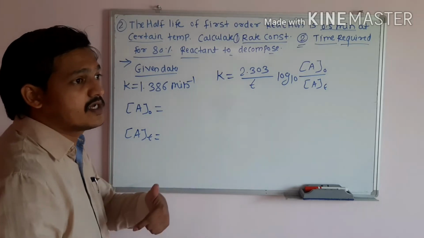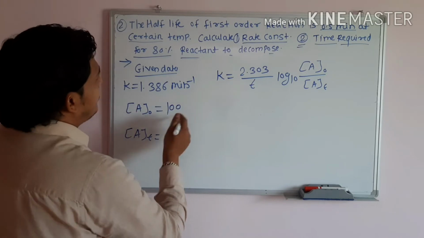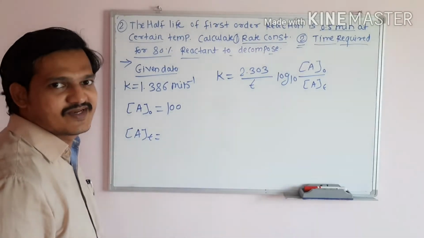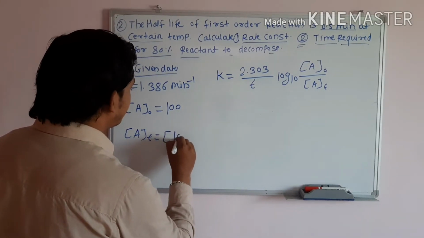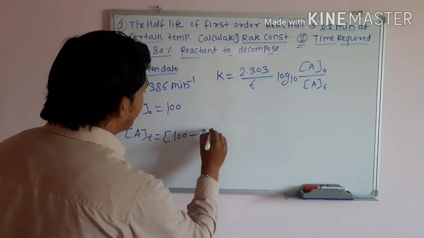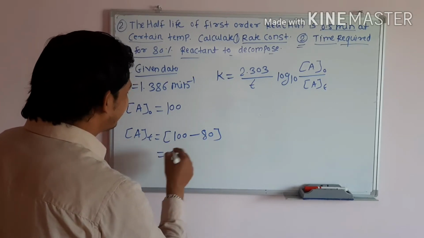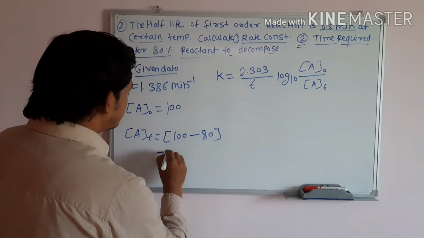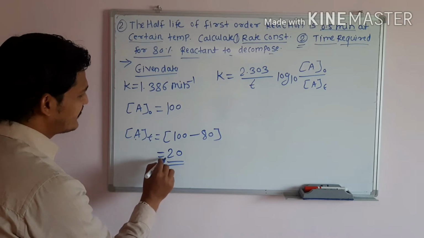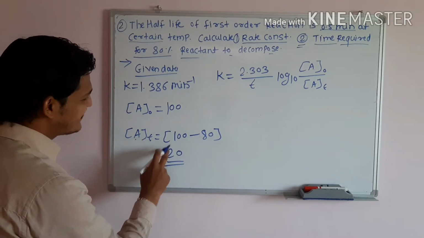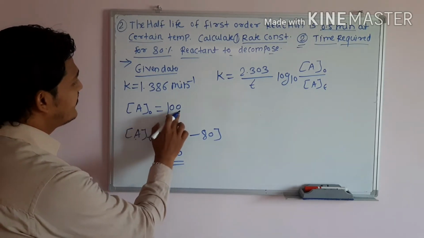80% reactant decompose व्हायला how much time is required? So the initial concentration must be 100%, 100 molar. Okay, 80% reactant to decompose. So 80% reactant decompose होतोय म्हटल्यावरती 100 minus 80. So the value of At is equal to 100 minus 80, it gives 20. So the initial value is 100.